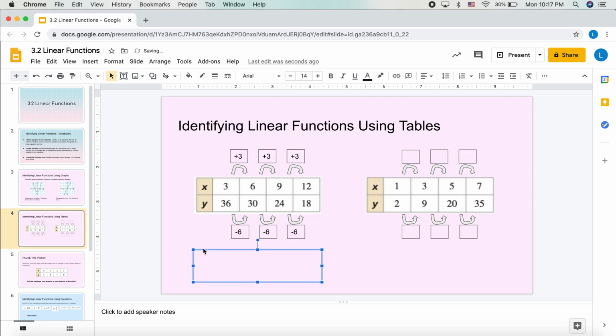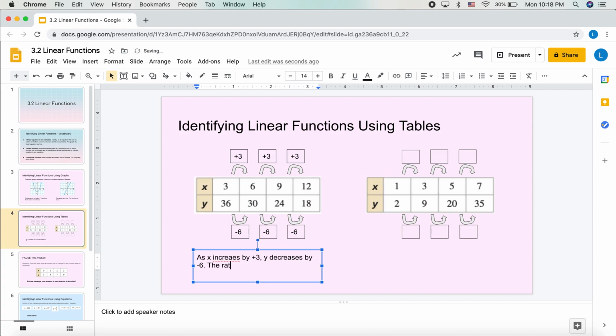So now I can go ahead and make an observation. Before I make my observation, notice how the x values are changing by the same amount of plus 3 each time, and the y values are also changing by the same amount of negative 6 each time. So as x increases by positive 3, y decreases by negative 6.